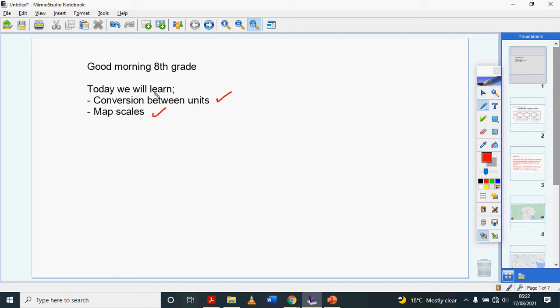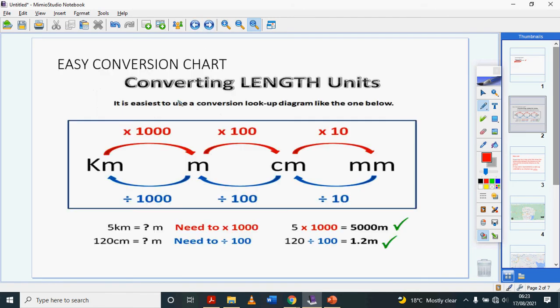So, in order for us to start to even look at map scales, one important thing that you need to remind yourself of is conversion between units. So converting, especially length units, because this is going to be a very important idea in map scales and proportions.